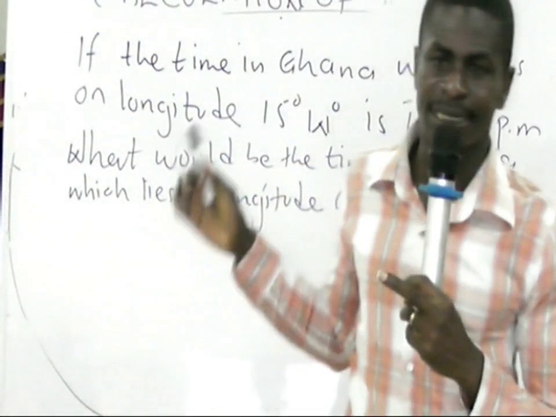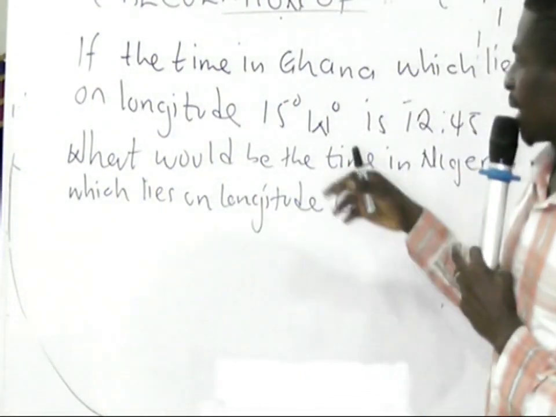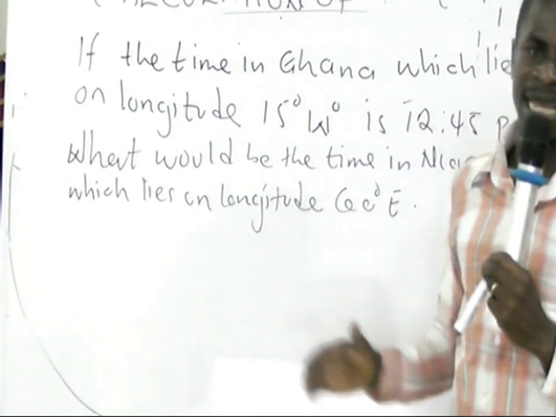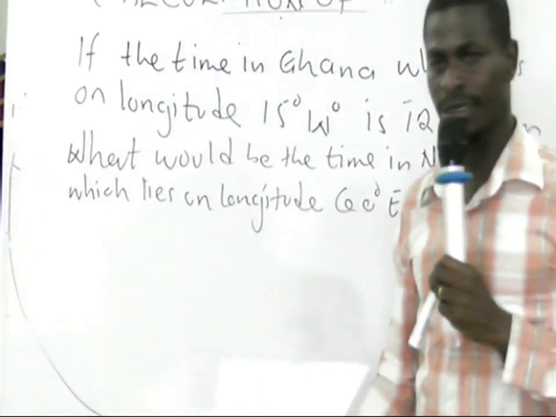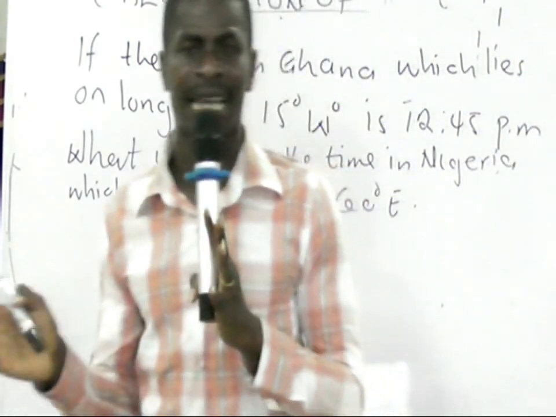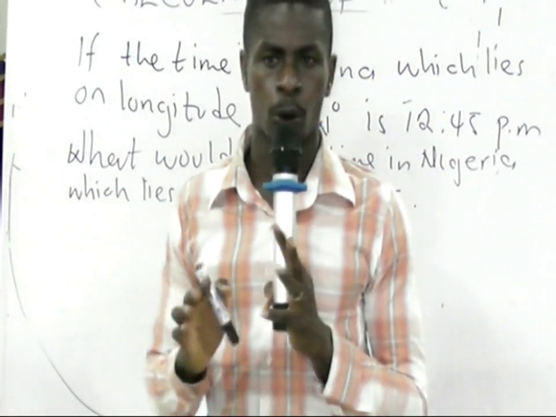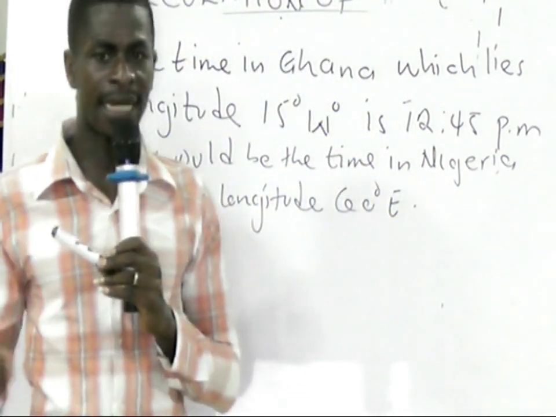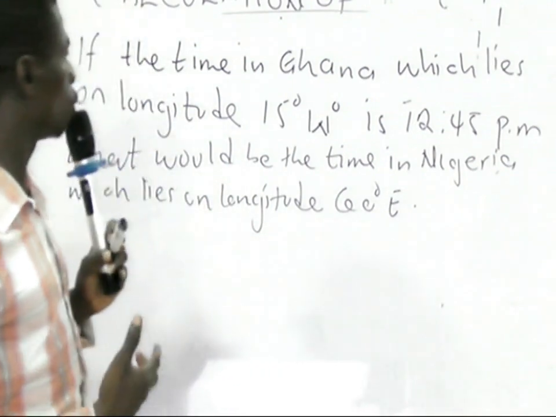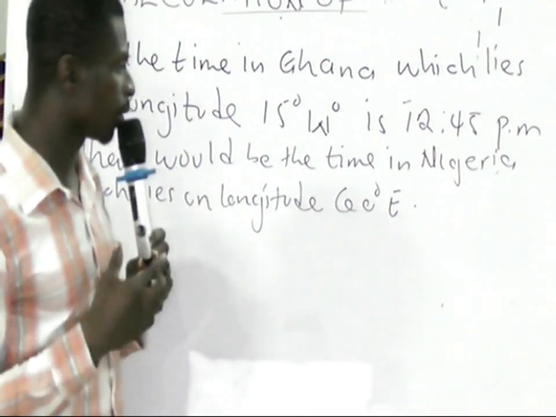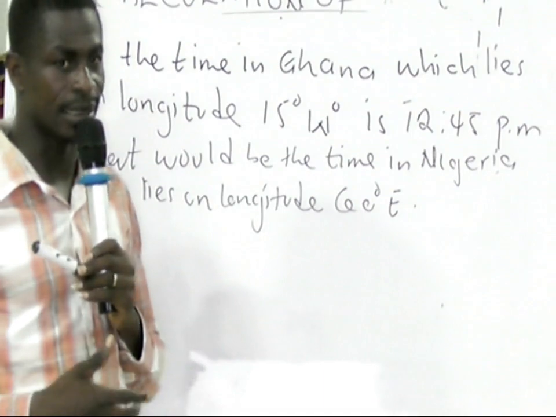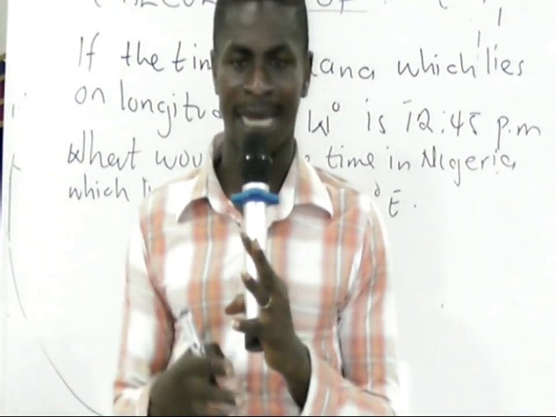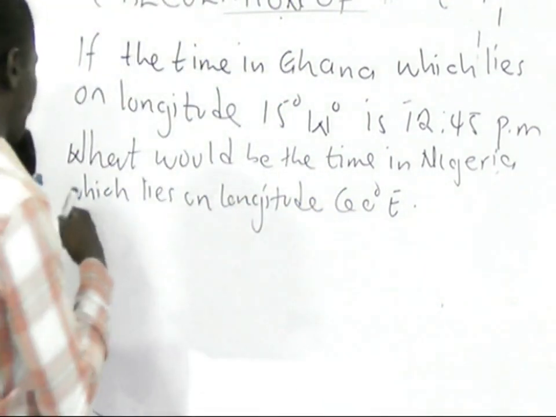So now here you see that Ghana and Nigeria are not lying on the same zone. One is lying west and one is lying east. When they are not lying on the same zone, what you are going to do is find the addition. So when they are lying on different zones, you are going to add.